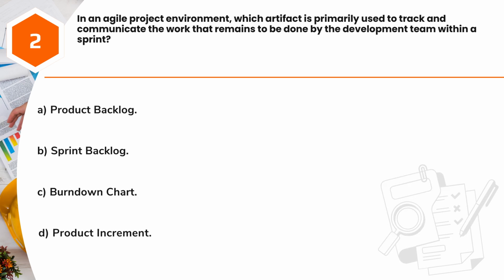Question 2. In an Agile project environment, which artifact is primarily used to track and communicate the work that remains to be done by the development team within a sprint? A. Product backlog. B. Sprint backlog. C. Burn down chart. D. Product increment.